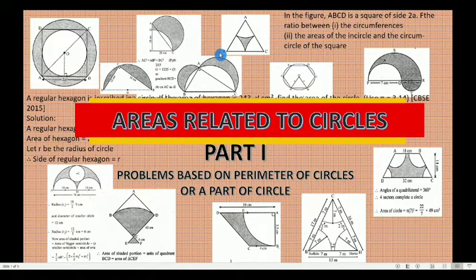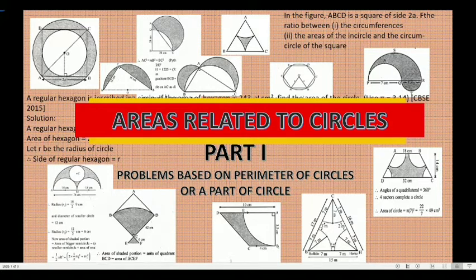Students, this is a video related to the topic areas related to circles. This is part 1. Here I'm going to deal with the problems based on perimeter of a circle and a part of a circle.